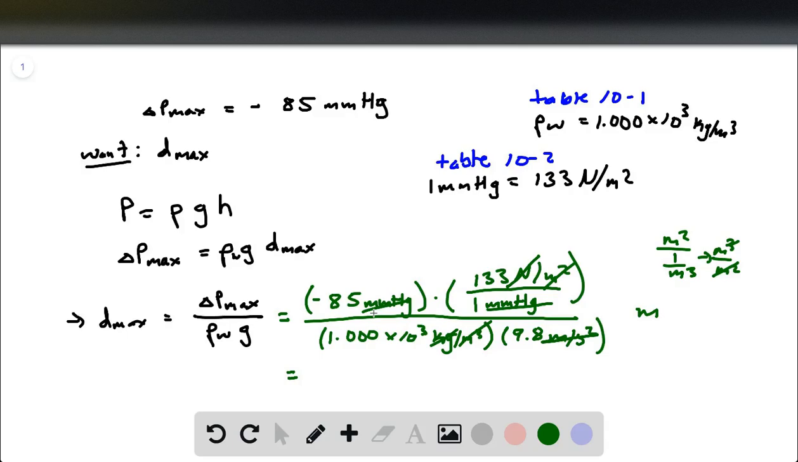So then you can just plug everything into a calculator and you should get an answer of approximately minus 1.2 meters. And remember, we just want to answer in terms of 2 significant digits, even though we have this 1.000 accuracy for the density. We're only told about 2 significant digits in the pressure as well as in our approximation for the acceleration due to gravity. So that's the maximum depth.